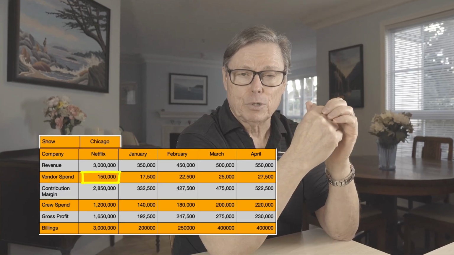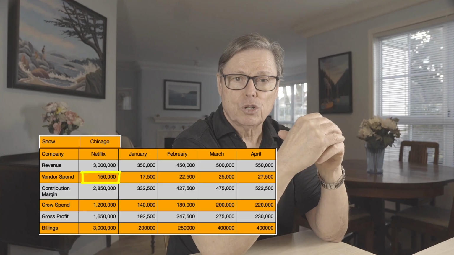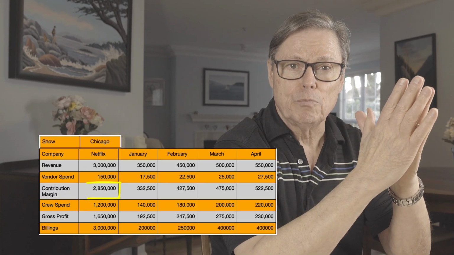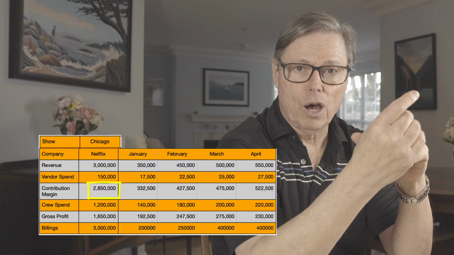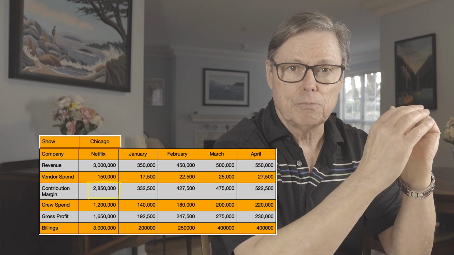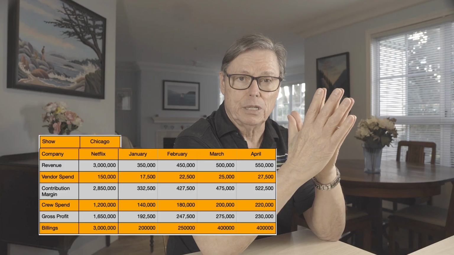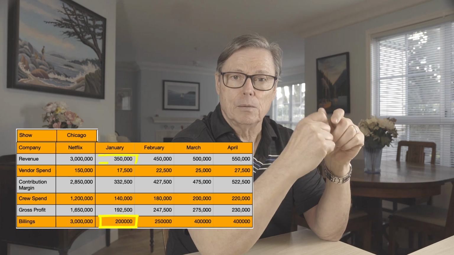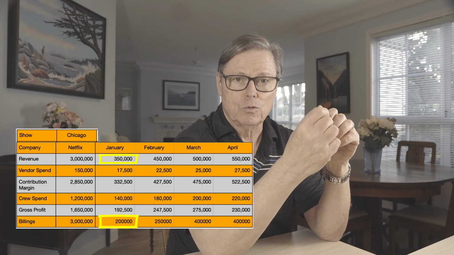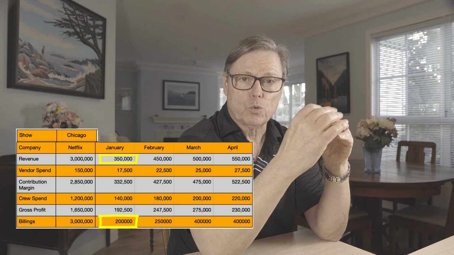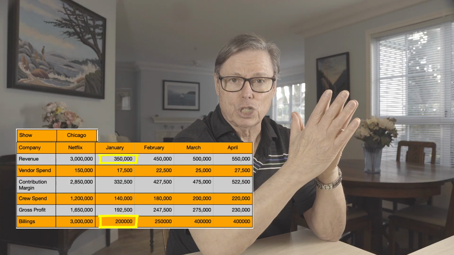of artists and production coordinators, contribution margin, which is the total revenue minus the vendor spend, gross profit, which is the contribution margin minus the crew spend. The total amounts are spread over the months the show will be in progress. We see the billings in a month don't equal the revenue that will be earned in that month. The billings are based on reaching milestones or on payment schedules, which were established during contract negotiations.